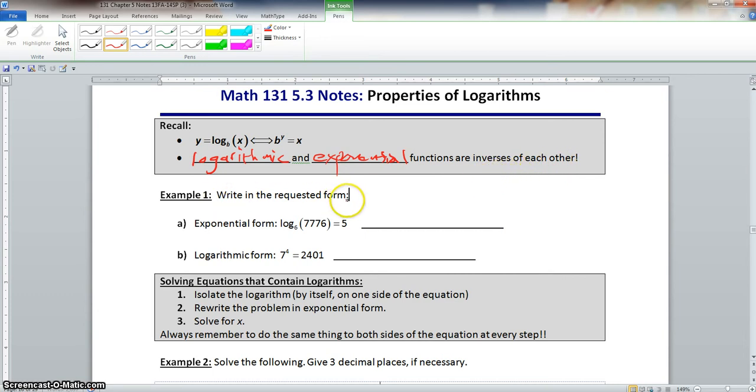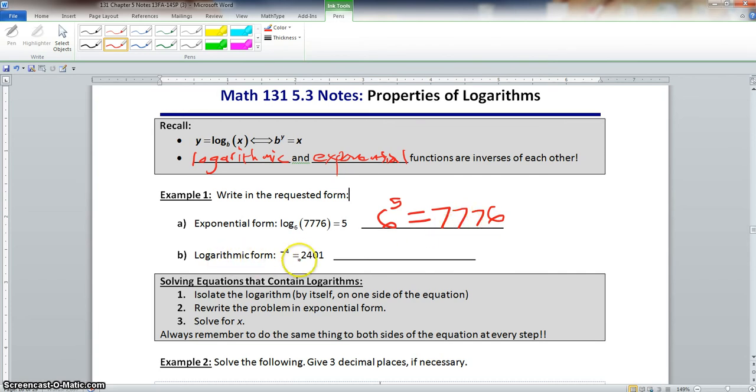It says write in exponential form: log base 6 of 7,776 is equal to 5. So we would keep our base as 6. This 5 behind the equal sign is our exponent, and this equals this number here, 7,776, which is our argument.